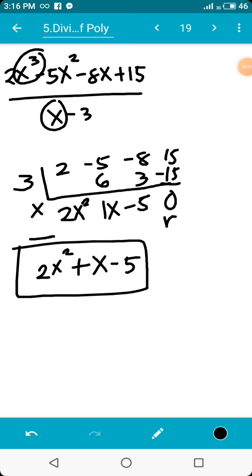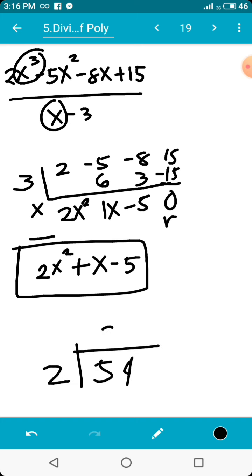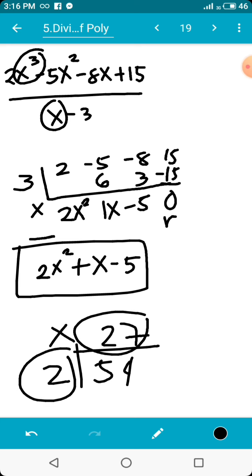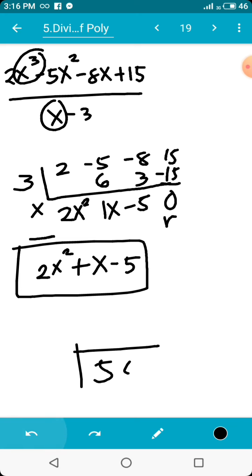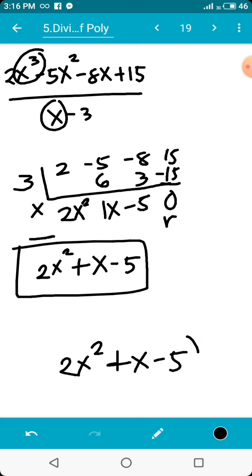Okay guys, so tulad ng isang division, 'di ba? When we divide, let's say 54 and 2, 'di ba yung lumabas 27? So for us to double check kung tama yung nakuha nating sagot, ang ginagawa natin, i-multiply natin yung quotient dun sa divisor. So pag minultiply natin yan, dapat ang lalabas ay yung dividend. So, ganun din yung gagawin natin to check our polynomial. Okay? Now, ang nakuha nating quotient ay 2x squared plus x minus 5. Tama ba? And then, i-multiply natin sa divisor na x minus 3.